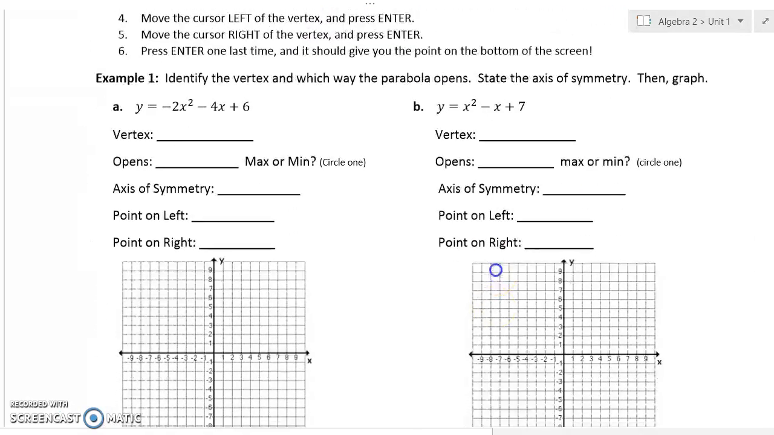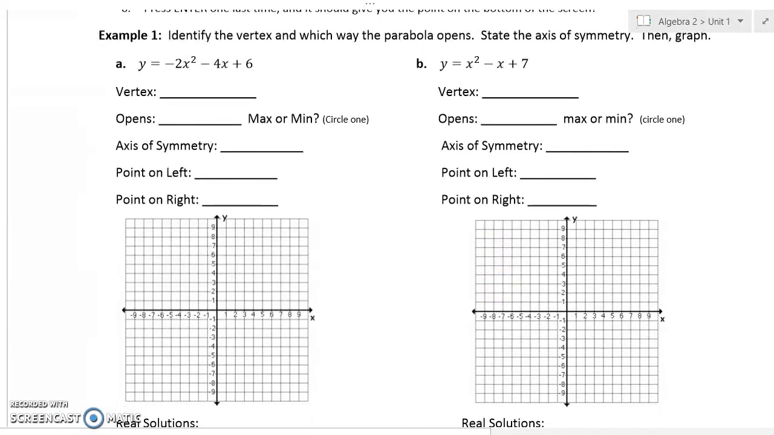So let's start with example 1. In example 1, it says identify the vertex, the direction that the parabola opens, and state the axis of symmetry, then graph. So we're going to fill in all this information and then we're going to graph it.